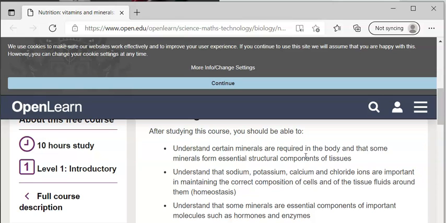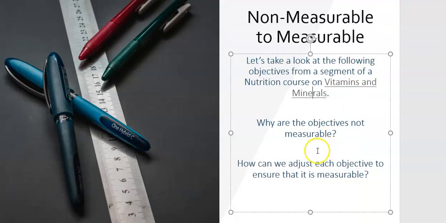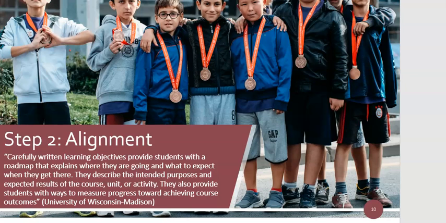And so by changing understand to describe and explain, I now have measurable components that make up my objective. And so you want to start with that measurable piece. A lot of times you'll see understand a lot, you'll see learn a lot, but you want to change that to make sure that there are measurable action verbs in there. So we talked about why they're not measurable and how we can adjust those. That's very important, very key. One of the first foundations of Quality Matters.